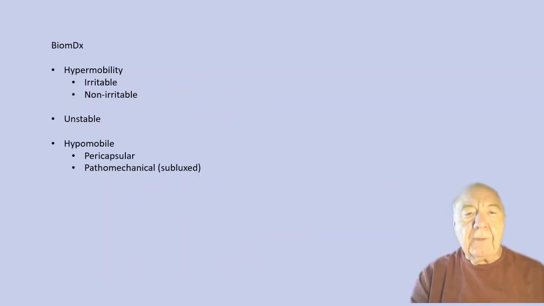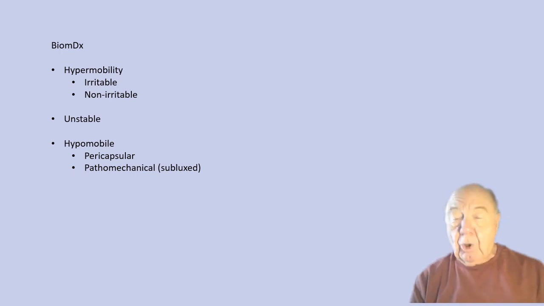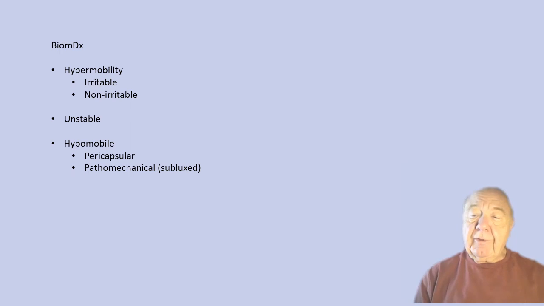What about the biomechanical diagnosis? There are really three states we have to worry about: hypermobility, instability, and hypomobility. As far as hypermobility, we talked about irritable versus non-irritable, or if you prefer, painful versus non-painful. Irritable hypermobility, you'll have full range of motion. When you overpress at the end of the full range, you'll have spasm kicking back at you.